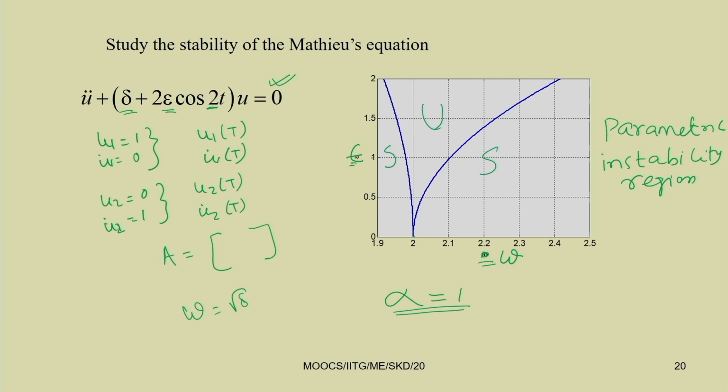For any value of epsilon, you can find the solution and check whether it is stable or not by solving this equation using the Runge-Kutta method, or you can use any perturbation method to solve this equation and study it. Let us see another method to find the instability region in the case of the Mathieu equation.